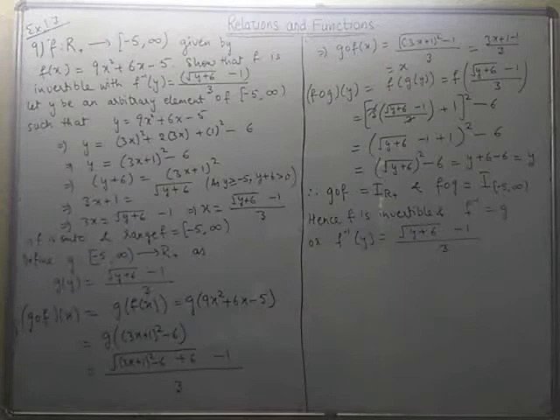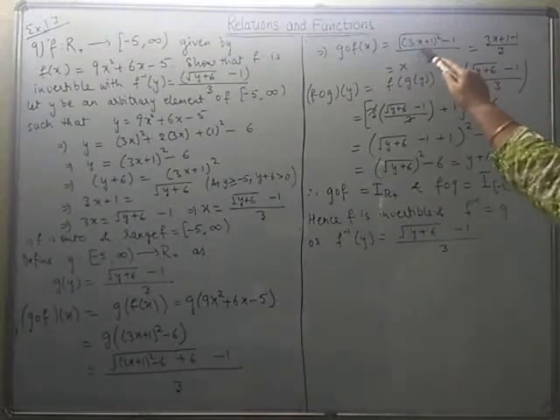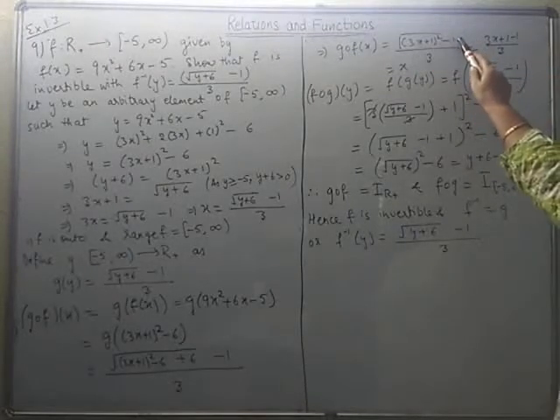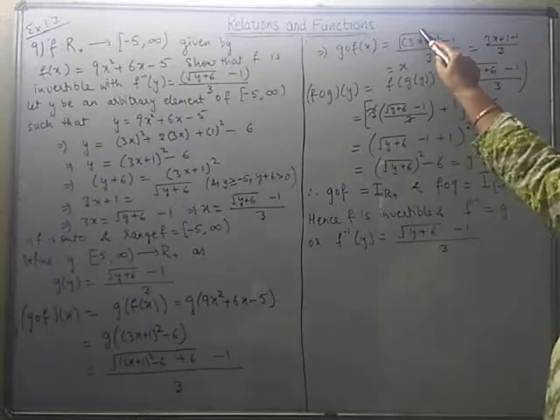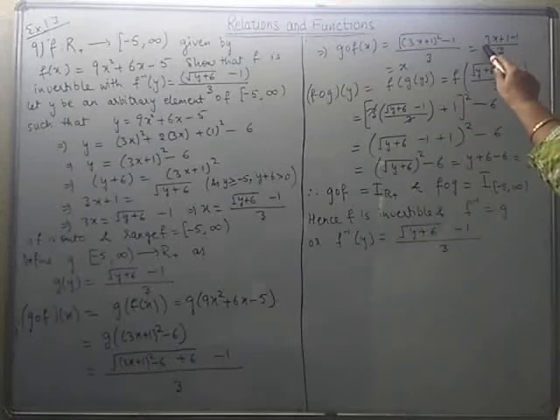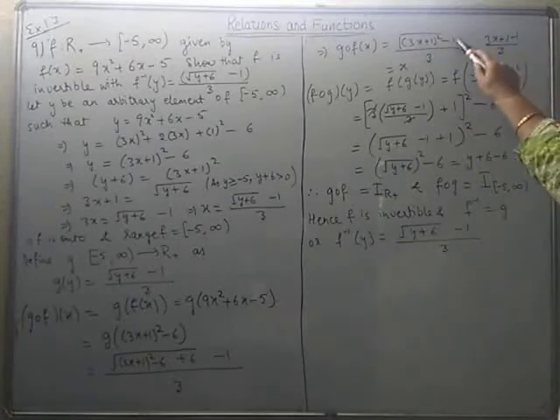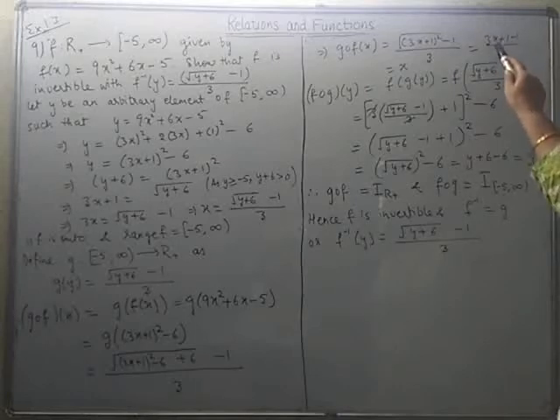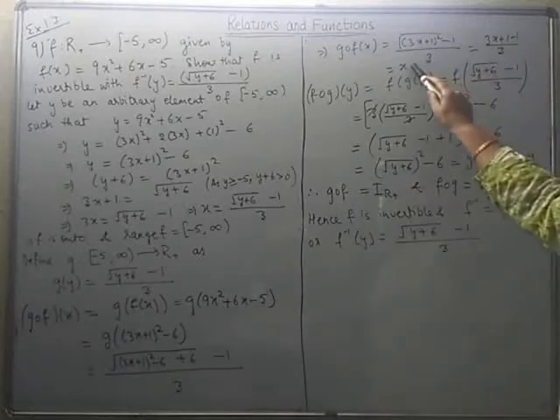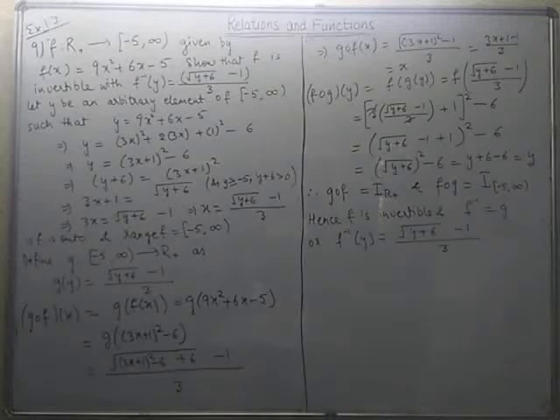And under the square root we have (3x plus 1) whole square. Then outside the square root, minus 1 divided by 3. So we are taking square as well as square root of this term, which reduces it to only 3x plus 1. Then we have minus 1 also here. So plus 1 minus 1 gets cancelled out. We are left with 3x over 3, which is equal to x only. So done with the composition of f and g.